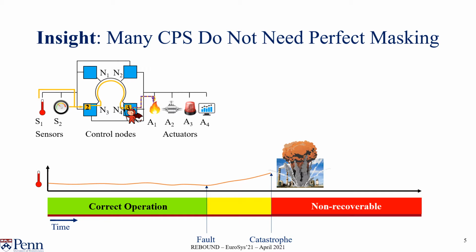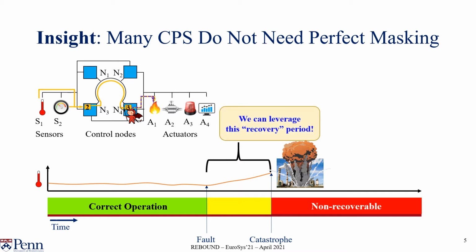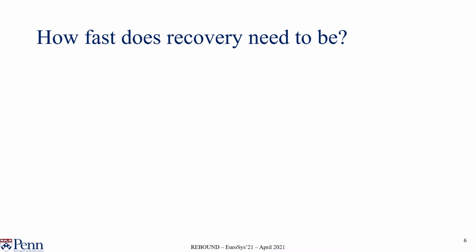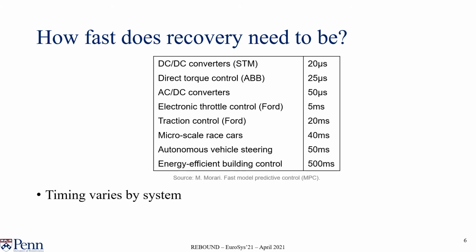However, the period of time between when the fault occurs and when the catastrophe occurs is what we call a recovery period. That is, the system can be recovered to a correctly operating state so long as the recovery occurs during the recovery period. And hopefully, we can leverage this period of time to create a fault-tolerant solution that is less resource intensive. Now, the exact period of time that we have available for recovery varies by system, but for the ones that we've looked at, the recovery period seems to be long enough that recovery is possible.